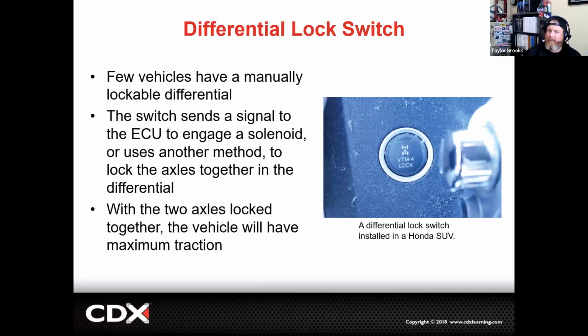Often too, we can have different diff locks. Now, this photo is terrible, but it does indicate a diff lock. Why it's terrible is because the car that this was taken in is filthy. It's all dust around it. That's gross, but whatever.